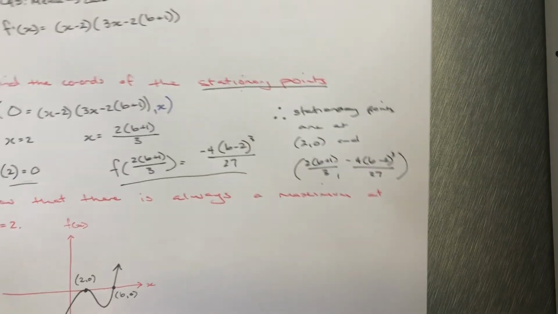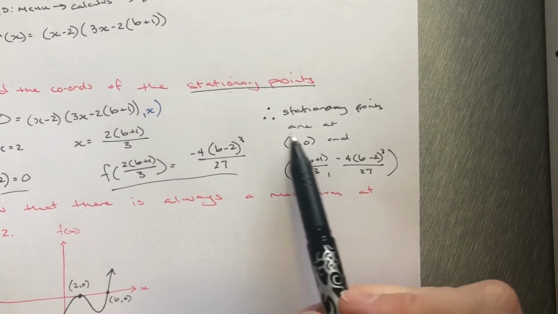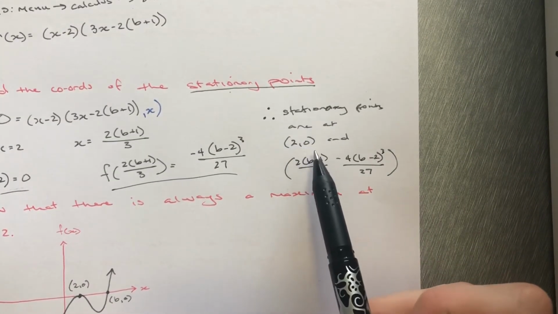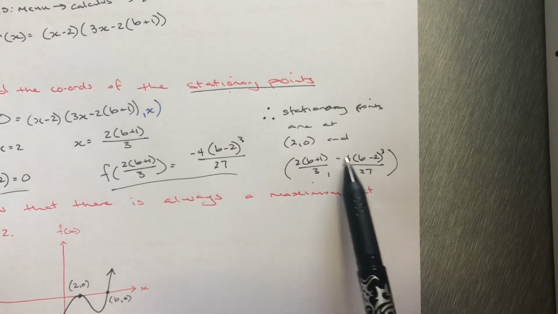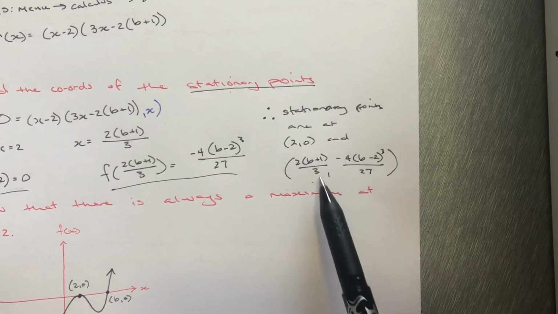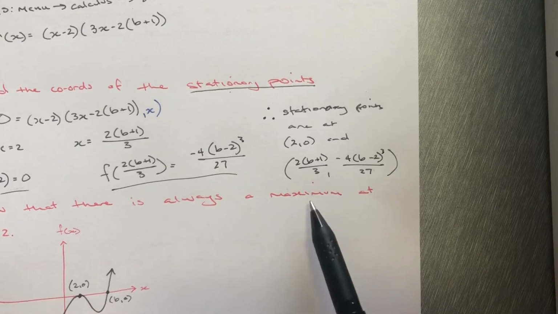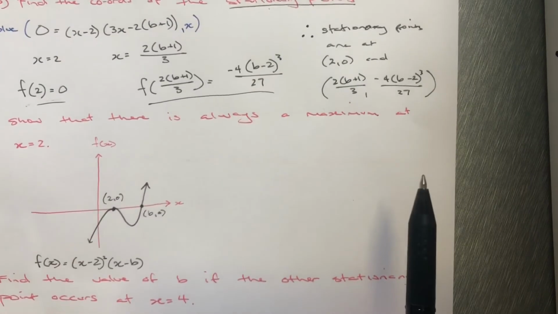Okay, there's the 2. Now as we can see, this stationary point here doesn't really have anything to do with b, it's just always going to be at 2 and 0. But this one here, it depends on the value of b. Whatever the value of b is, that's where it's going to be. You just need to substitute b in. Let's move to the next bit.